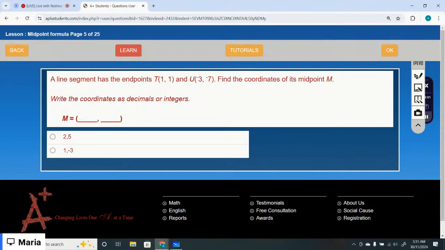A line segment has the endpoints T (11, negative 3) and (negative 7, ...). Find the coordinates of its midpoint M. That is 1 and negative 3. Option number 2 is the correct option.